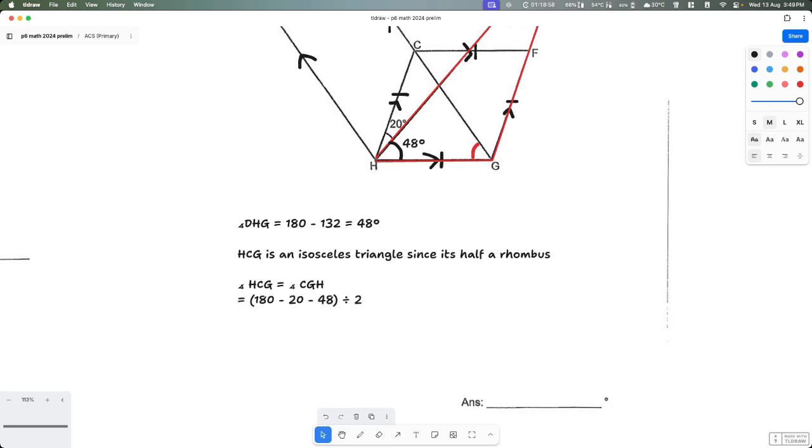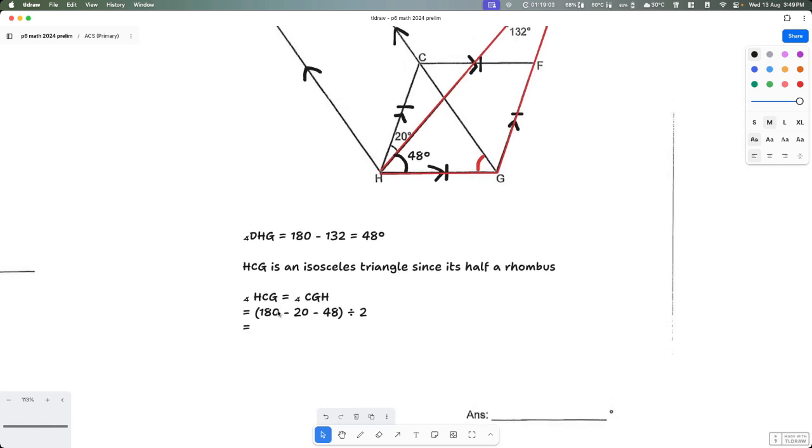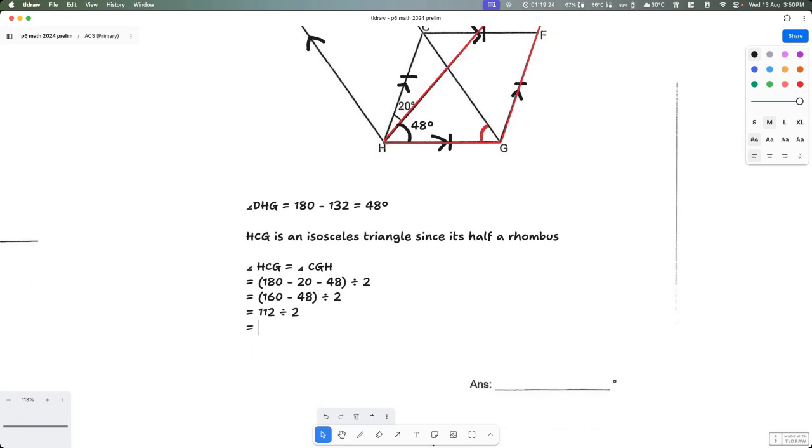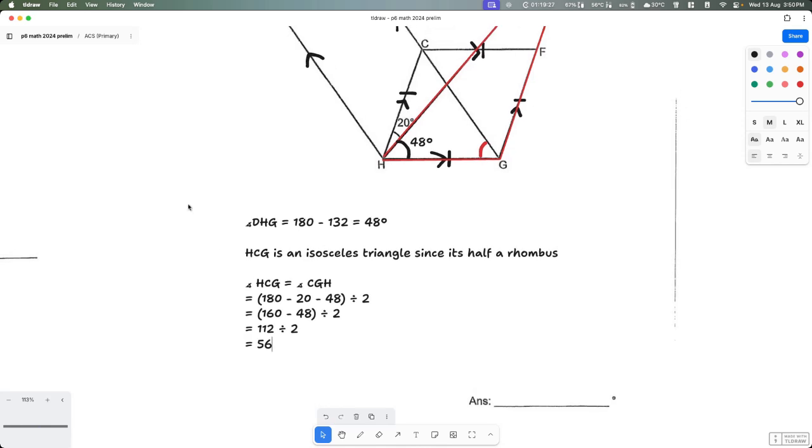From here, that means this is 180 minus 20, 160, minus 48. I'm just going to write this down, 160 minus 48. So that means this is equal to 112. 112 divided by 2 becomes 56. So now we know that this is 56. I'm going to copy this and paste it over here. So this is 56 degrees.